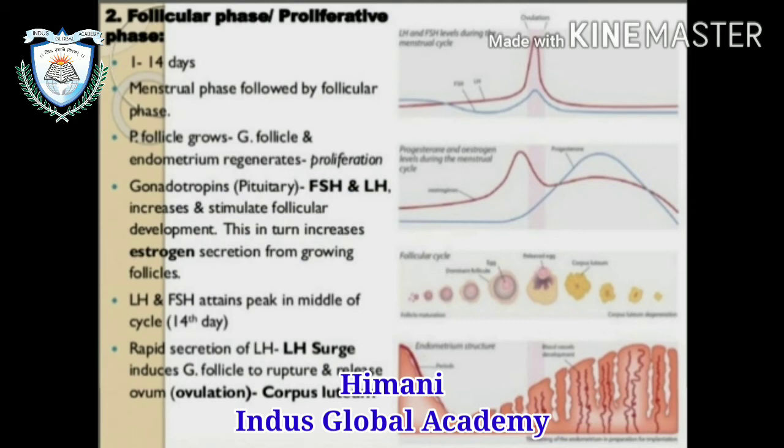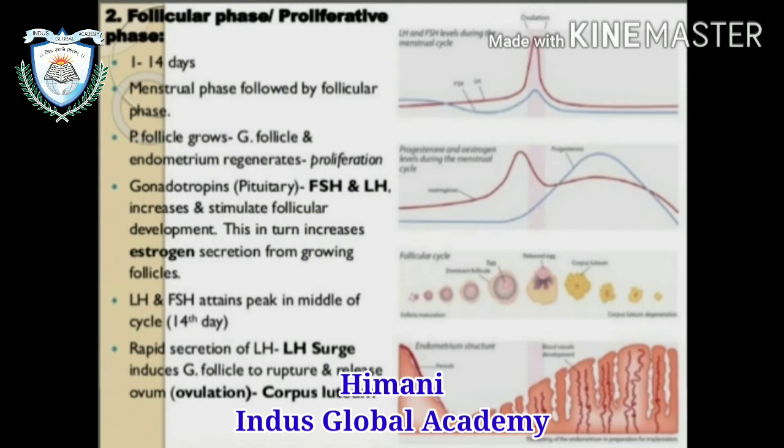Second is the follicular phase or proliferative phase. It takes 1 to 14 days. The menstrual phase is followed by the follicular phase. When the primary follicles grow and convert into graafian follicle, then the endometrium lining regenerates or proliferates. That's known as the proliferation phase.